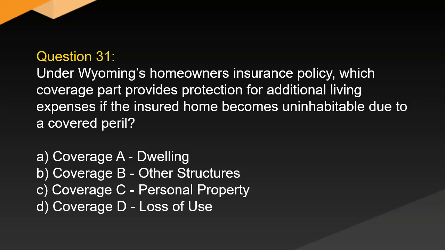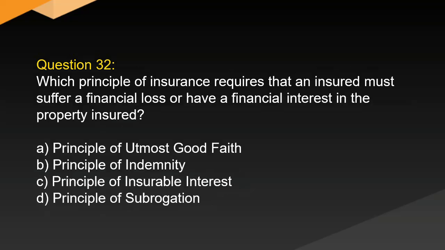Question 31. Under Wyoming's homeowners insurance policy, which coverage part provides protection for additional living expenses if the insured home becomes uninhabitable due to a covered peril? A. Coverage A, dwelling. B. Coverage B, other structures. C. Coverage C, personal property. D. Coverage D, loss of use.